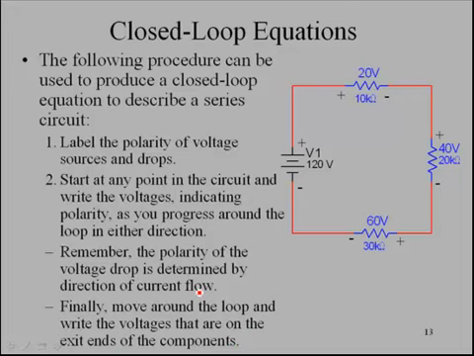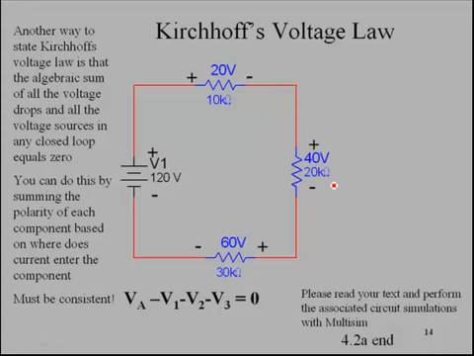And so we could do this. Let's go to the next slide, there's a little more space on the next slide. And what we're actually doing is applying Kirchhoff's voltage law. And another way to state Kirchhoff's voltage law is that the algebraic sum of all the voltage drops and all the voltage sources in any closed loop equals 0.